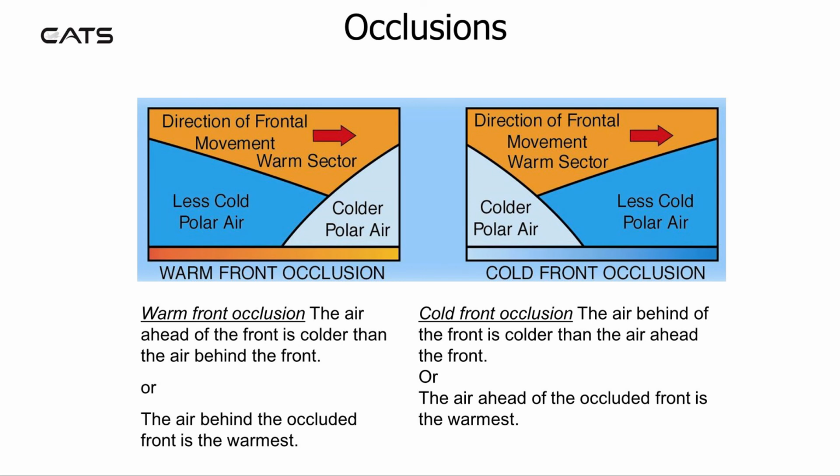The cold front occlusion has a cold front at the surface position. It's the coldest polar air now undercutting less cold polar air. This also has the effect of lifting up the tropical maritime air.